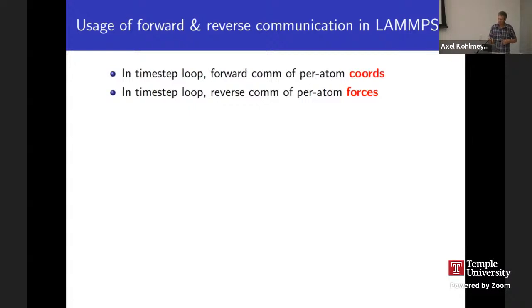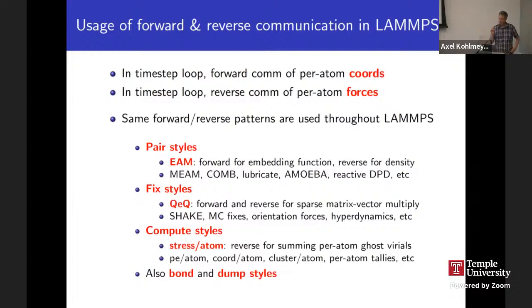It's actually the atom style that defines exactly what information is going to be communicated for forward and reverse communication in the time step. But the key point I want to make is these same forward and reverse patterns are used throughout LAMMPS to share owned atom info with ghost atoms and vice versa. So it happens in many pair styles, it happens in many fix styles, compute styles, it even happens in some bond and dump styles, which I won't get into, but look for those forward and reverse calls to see what's done.